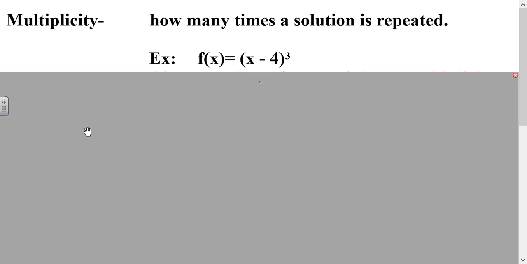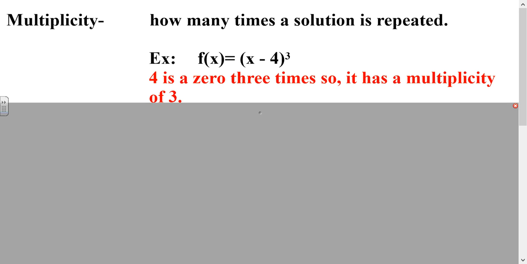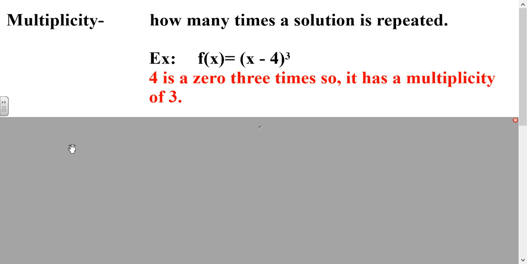When we talk about the multiplicity of a solution, that is how many times a solution is repeated. So for example, if I have the function (x - 4)^3, really that's saying (x - 4) times (x - 4) times (x - 4). So if I set those equal to 0 to find the zeros or the solutions, then I would get 4 as a solution 3 times. So it would have a multiplicity of 3. So when we talk about multiplicity, it's how many times a solution is repeated.